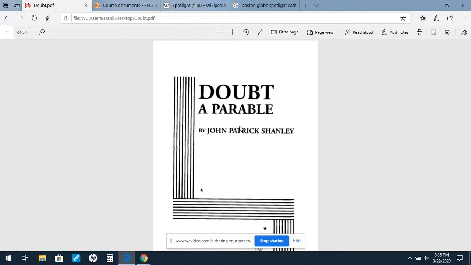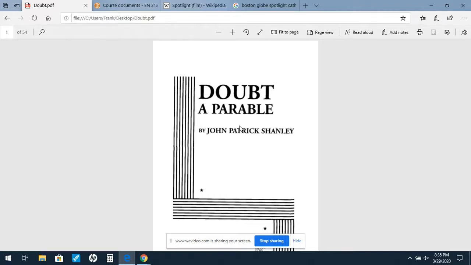I want to start with a little bit of historical context here. Doubt is our most contemporary reading. Out of all the things we've read, we started in ancient Greece in the 4th century BC. We've got one more play to read after Doubt, Death and the King's Horseman, but that was first staged in the 1970s. Doubt is our only 21st century text. It was written by John Patrick Shanley in the early 2000s. I believe it was first staged in 2004.